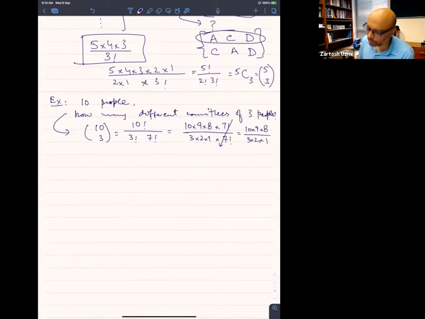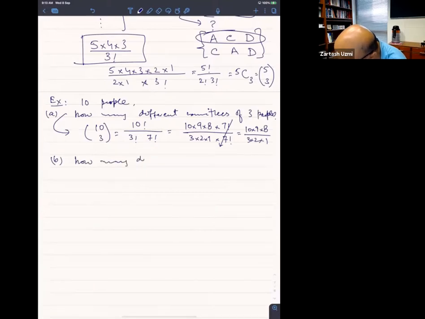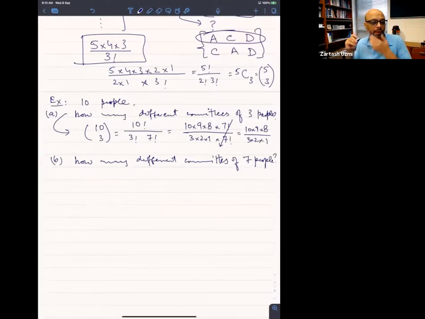Now this was a very simple example. मैं इसको क्यों important कह रहा था? मैं इसको इसलिए important कह रहा था क्योंकि अब मैं इसका B part पूछने लगा हूं, और B part is how many different groups or committees of 7 people. Answers in the chat window.